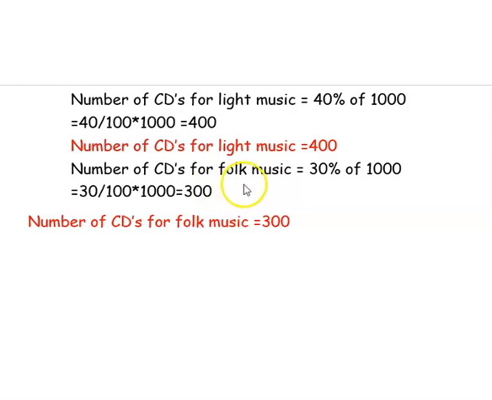Similarly, for folk music, we know from the pie chart that 30% of people like folk music. So 30% of 1000 is 30 divided by 100 into 1000, which is 300.